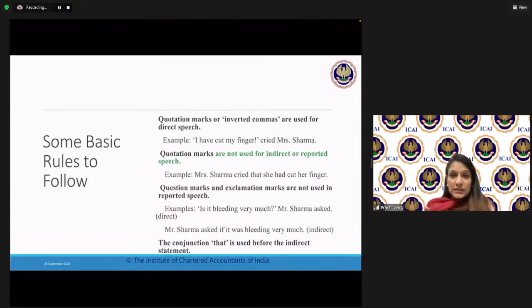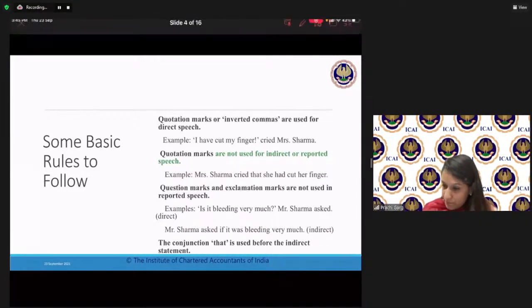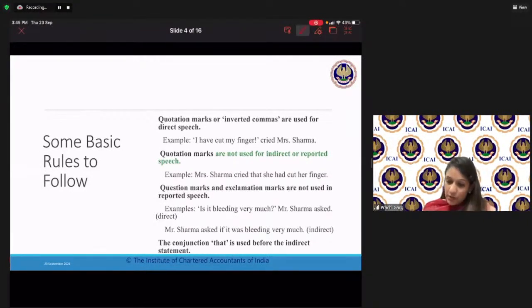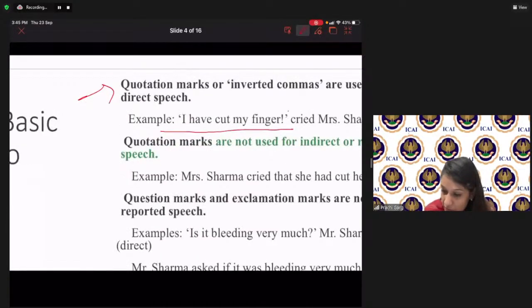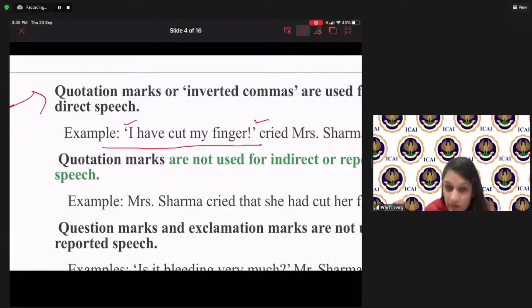Okay, look at the first example. "I have cut my finger," cried Mrs. Sharma. Okay. So, the first thing that you need to notice is the quotation marks. Do you see the dialogue? The words said by Mrs. Sharma are in quotes. Can you see these quotes here? Yes. So these are the quotation marks or inverted commas.